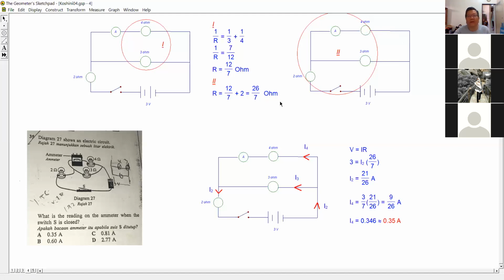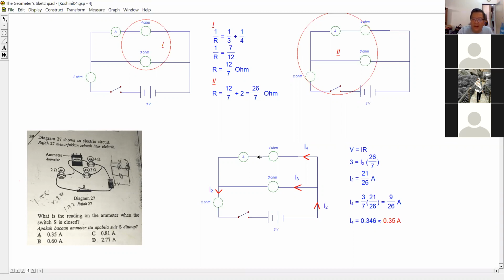Okay, correct. My calculation is correct. So knowing the total resistance, or the effective resistance, I use V equals IR because I want to know how much current is flowing in this whole circuit. So V is 3, and the effective resistance is 26 over 7. From there I can find the current. I call this current I2.